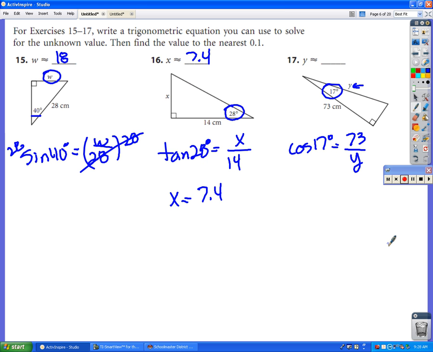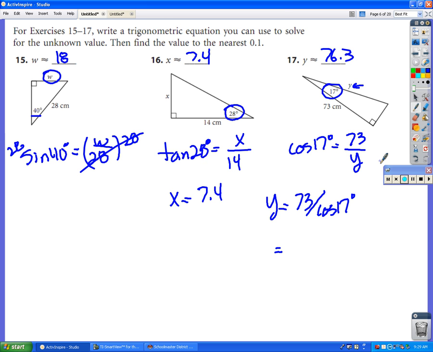And now, since the variable is on the bottom, to figure out what y equals, I have to go 73 divided by the cosine of 17 degrees, which is y. That's 76.3.